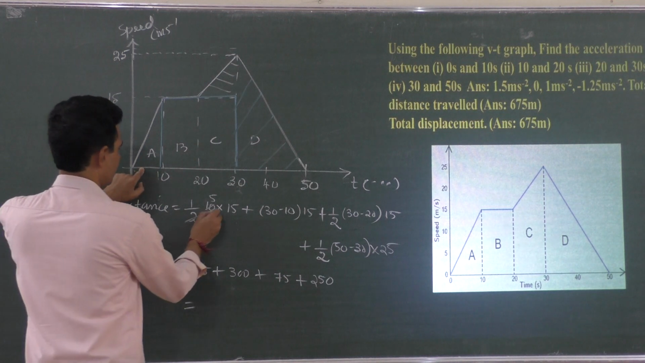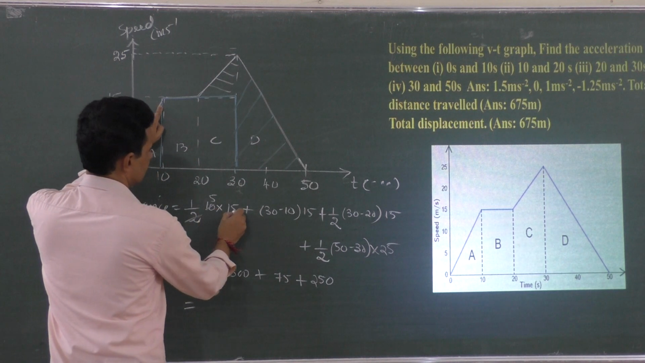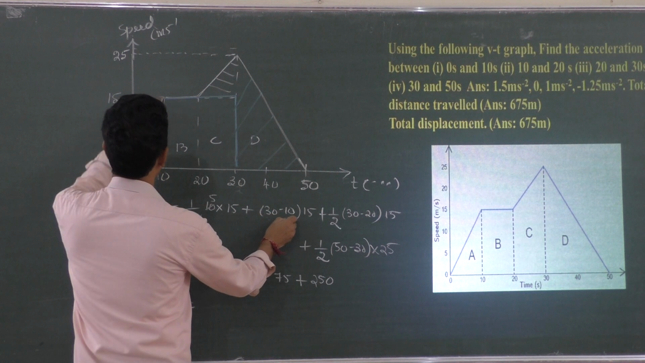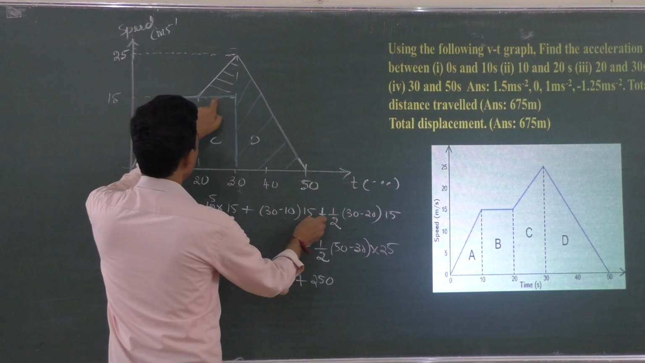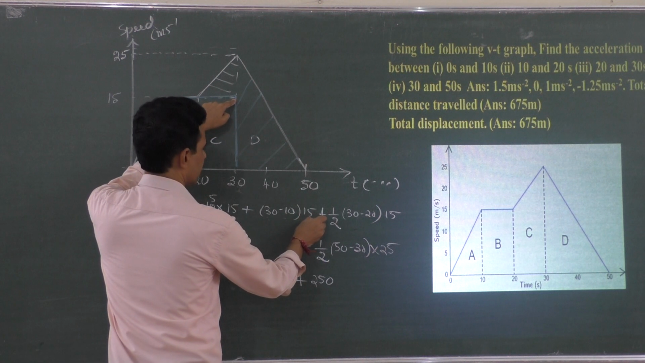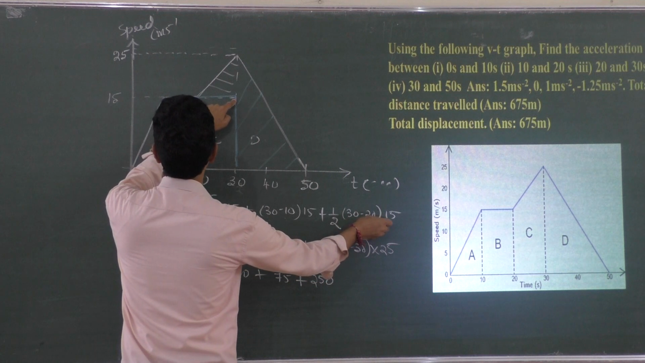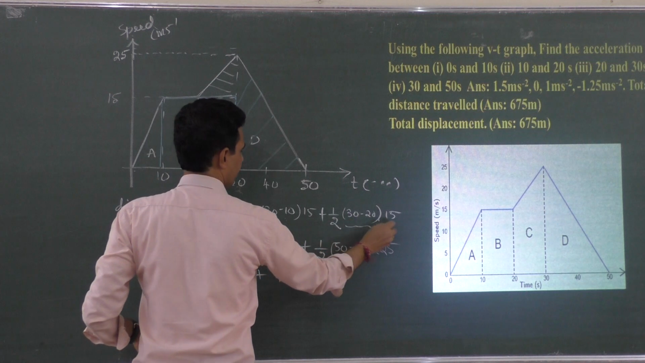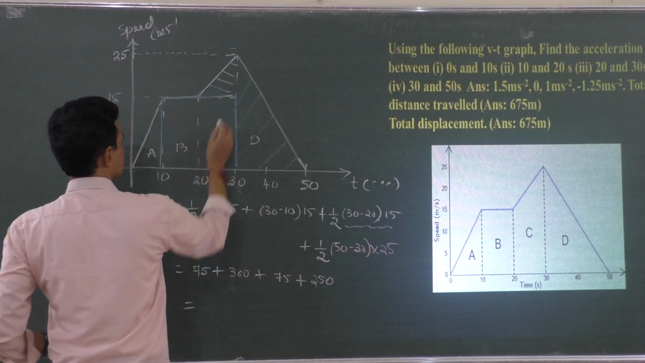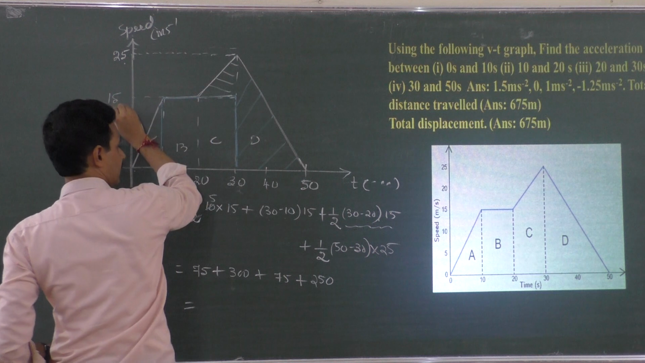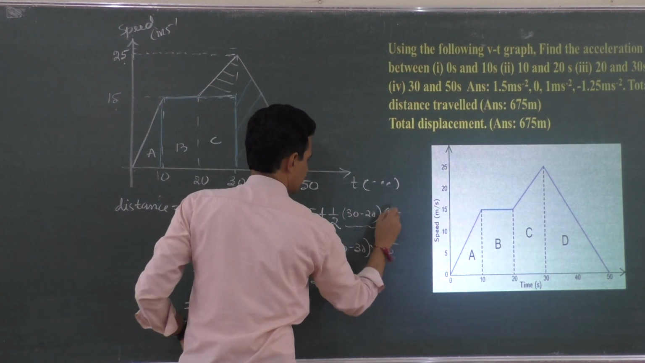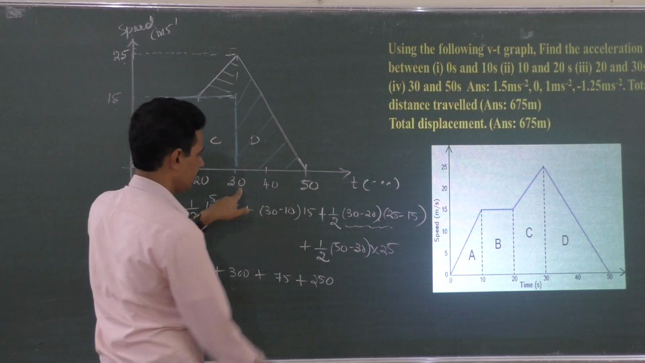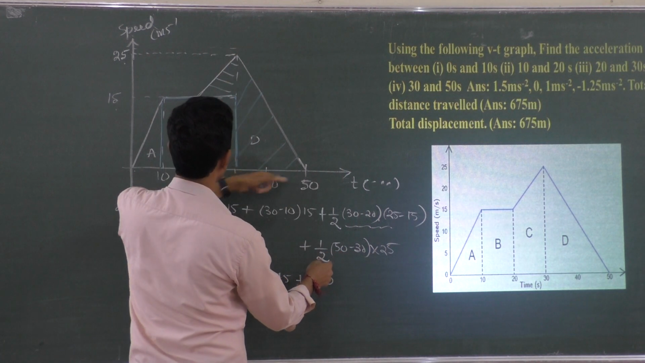Half base height, length into breadth is this one, 15, plus half base 30 minus 20 into height. This is not 15. Half this triangle area. This is wrong. Half base 30 minus 20. Height is not 15. It is 25 minus 15. Correct? 25 minus 15. Yes. Then this one, half base 50 minus 30 into height, that is 25. Okay. This triangle.